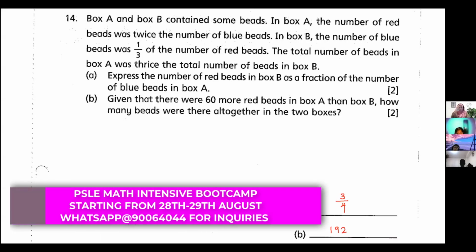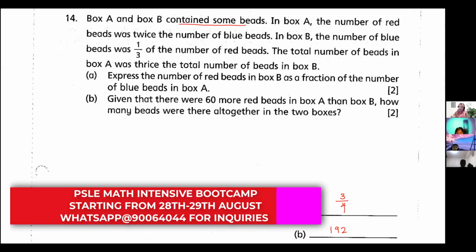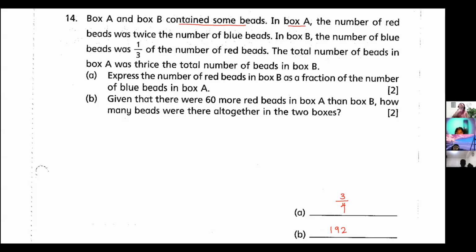Okay, so for this question, you have box A and box B that contain some beads, right? In box A, the number of red beads was twice the number of blue beads. So I'm comparing red and blue beads in box A. Then in box B, I'm comparing the number of blue beads and red beads via the fraction. Just comparing also, okay? The first one is box A, second is box B.